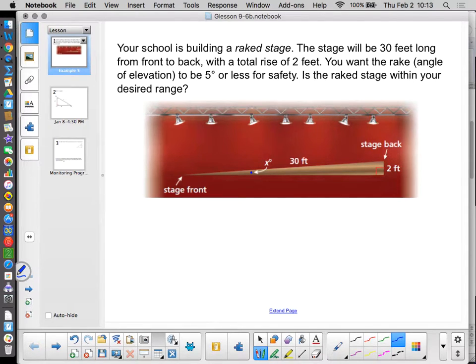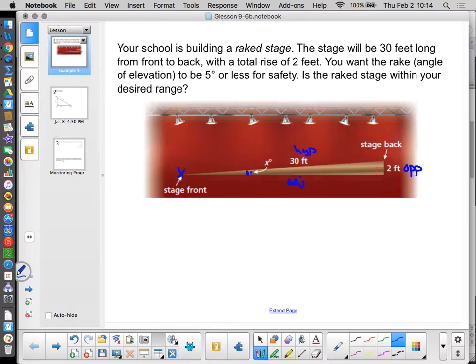Now, pretty simple trig problem, because I've got a right triangle here. This is the unknown angle I'm trying to find. We'll call that angle x because it's x degrees. And I know what sides with respect to that angle. 30 feet is the hypotenuse, and 2 is the opposite. The adjacent side is down here. We don't know anything about that. Okay? So given the way that this is labeled, do I have a 5-degree angle or less? I have to solve for the angle.